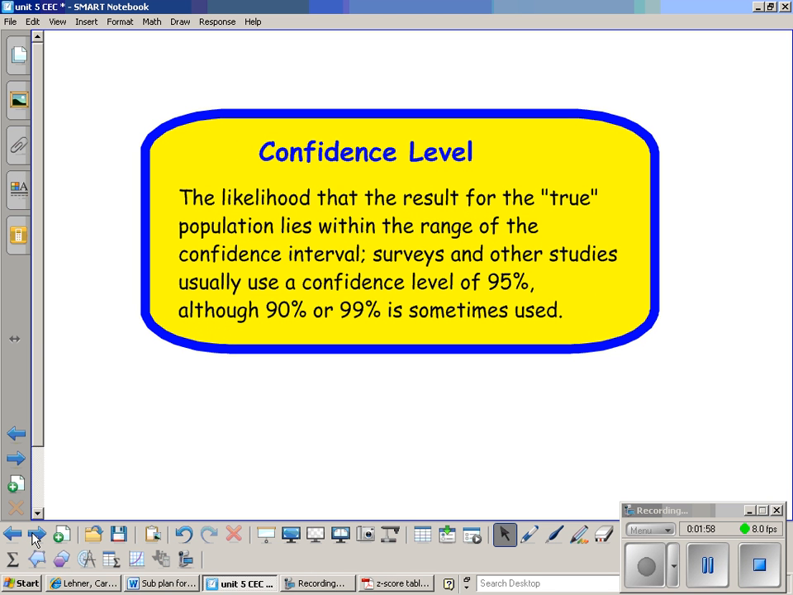Confidence level. The likelihood that the result for the true population lies within the range of the confidence interval. Surveys and other studies usually use a confidence level of 95%, although 90 or 99% is sometimes used.